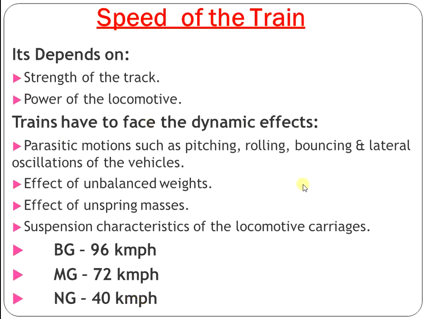Today I declare that the first topic of the infrastructure engineering, that is railway engineering, is completed. If there are any questions or any doubts, please contact my mobile or personal number.